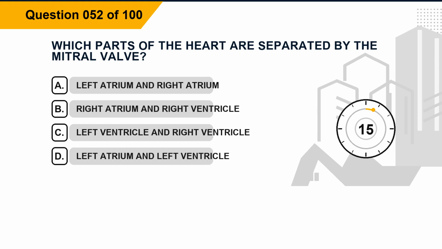Question 52. Which parts of the heart are separated by the mitral valve? Option A, left atrium and right atrium. Option B, right atrium and right ventricle. Option C, left ventricle and right ventricle. Option D, left atrium and left ventricle.